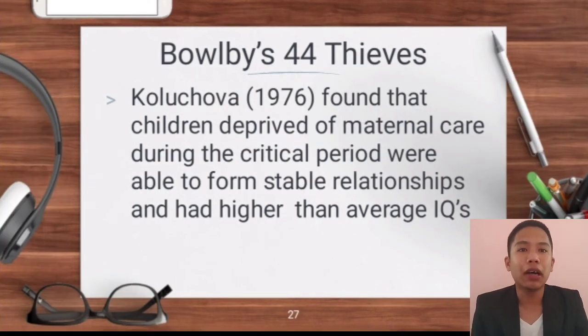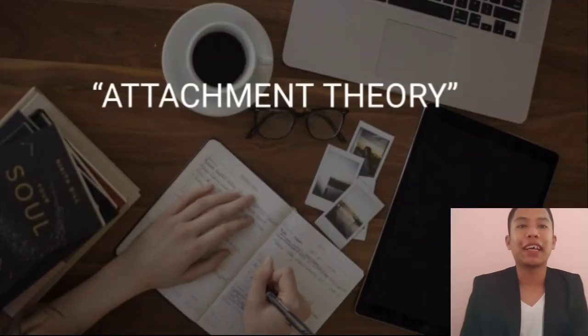While Kaluchova in 1976 found that children deprived of maternal care during the critical period were able to form stable relationships and had higher than average IQs. So it also contradicts Bowlby's theory that when a child stays in an institution or orphanage, the child has low IQ. And for the quote, "My family comes first, then others." Anoir O. Chan.